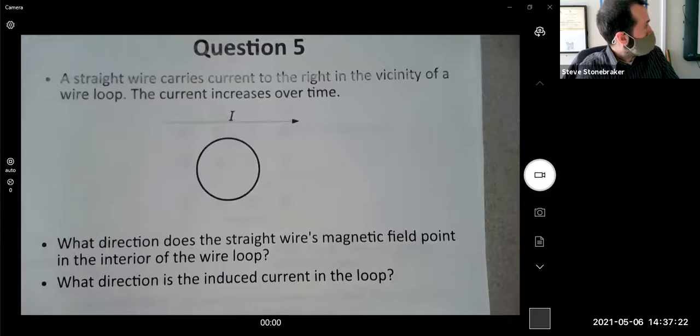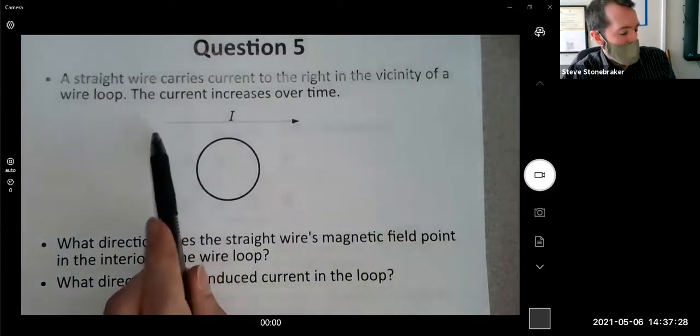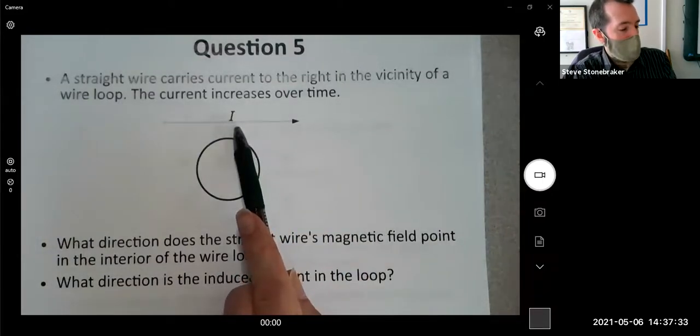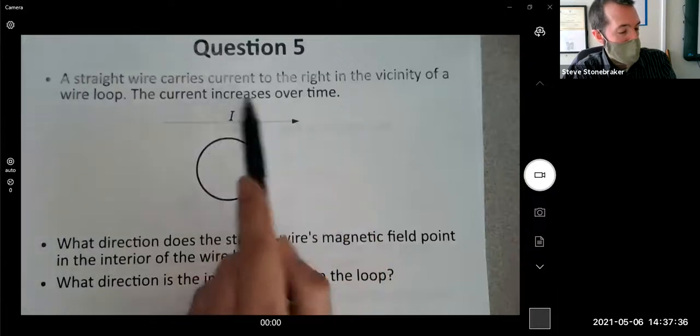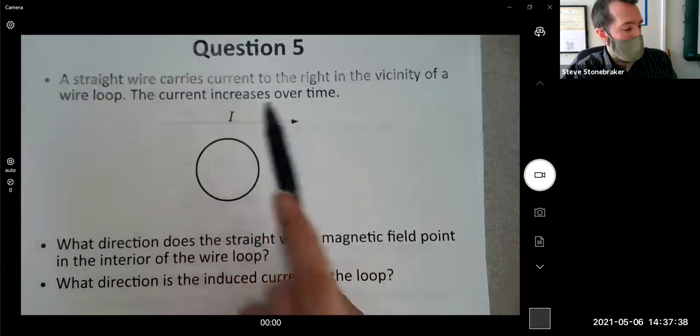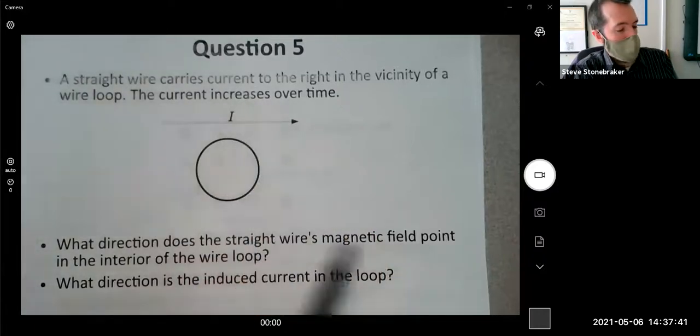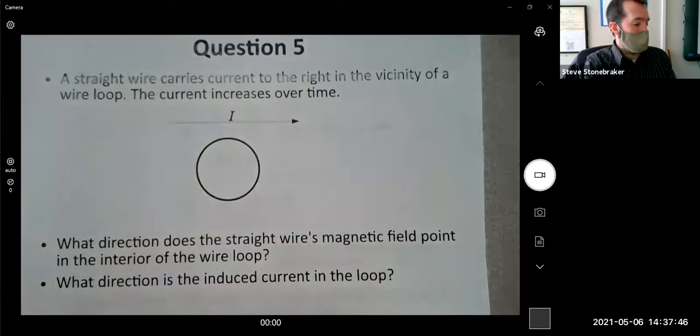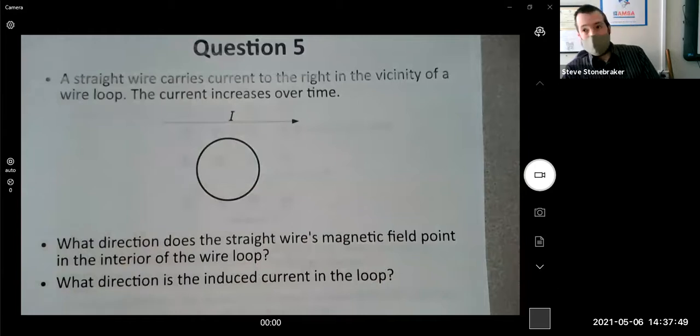All right, here's another one. This time there's two wires. There's this long straight wire that's already carrying a current. And that current goes to the right, and it is increasing over time. But because there's a current here, there's going to be a magnetic field that already passes through the circle. So you need to think about which direction does that field point? Is the flux getting stronger or weaker? And what does that mean about the current that we're going to induce in the circular wire?